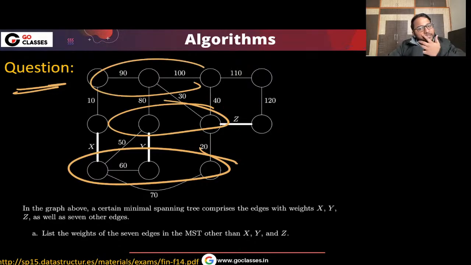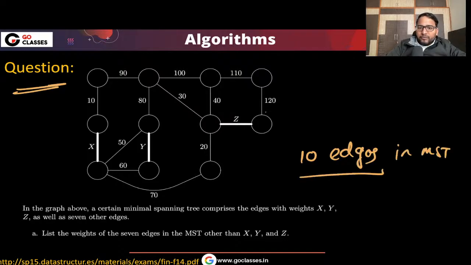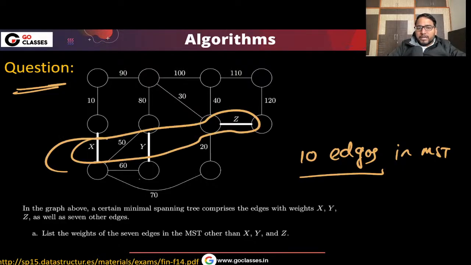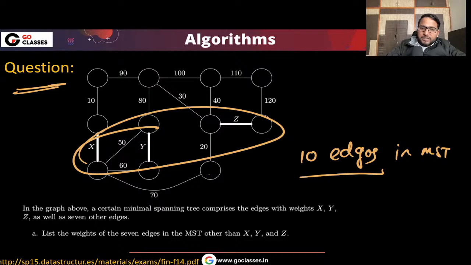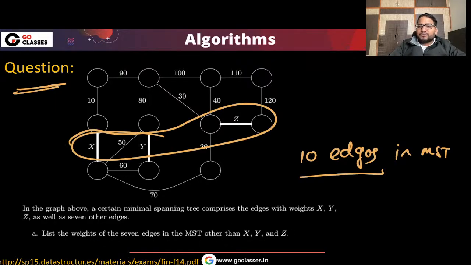So 11 minus 1: basically there are 10 edges in the MST, because there are 11 vertices. So out of 10, XYZ is already there and 7 others. That's what they are saying. Now list the weights of the 7 edges in MST other than XYZ. So they are saying other than XYZ, what are the edge weights that must be there?